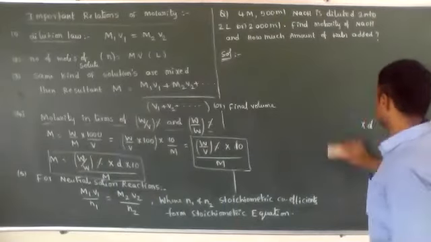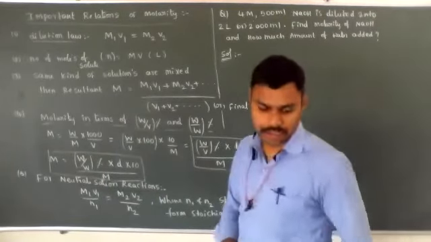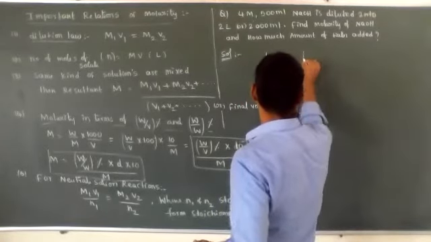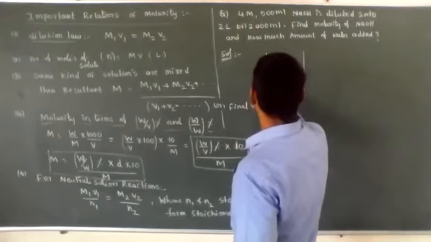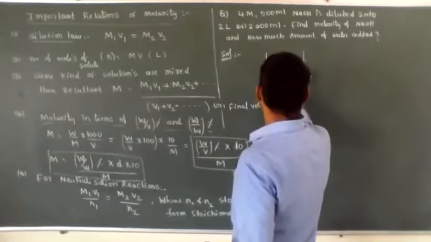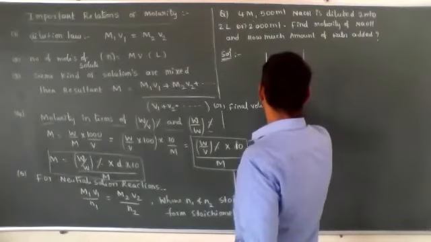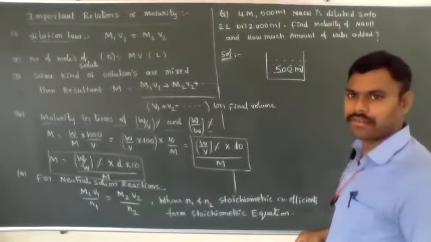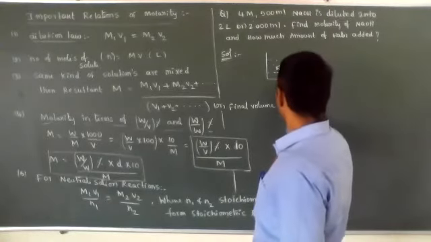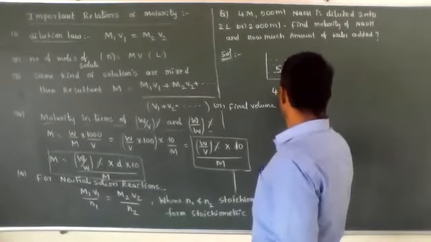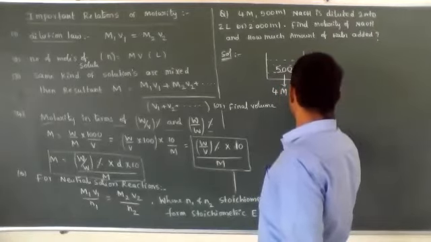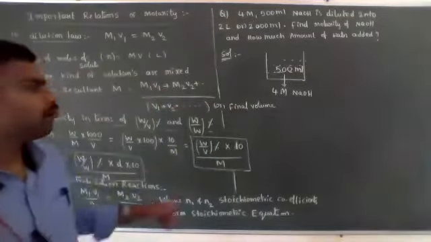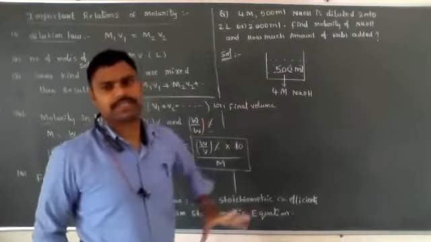Okay, let's see a first formula related question. We have one solution. How much quantity is present? 500 ml of 4 molar NaOH is present.